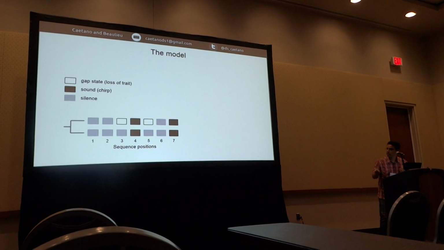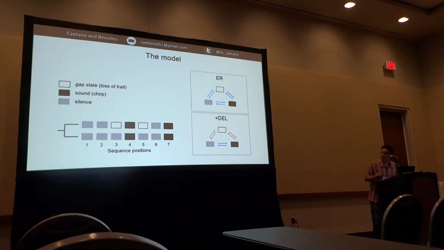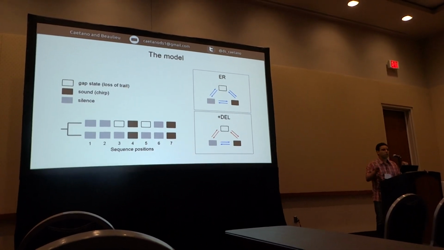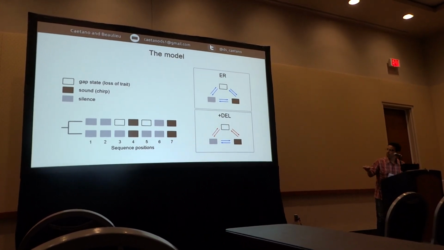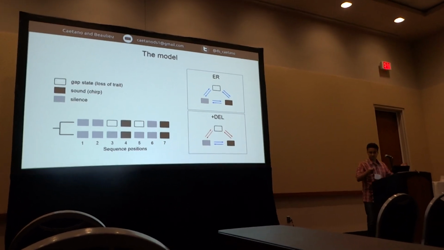So it's a loss. To deal with that, we can use a simple Markov model, and the simplest one would just have equal rates among all these states. And we define another one that we call the deletion model, in which transitions to the loss of the states along the sequence have a different rate.